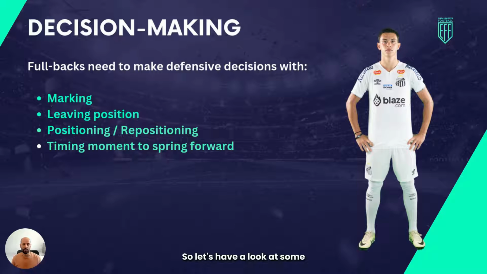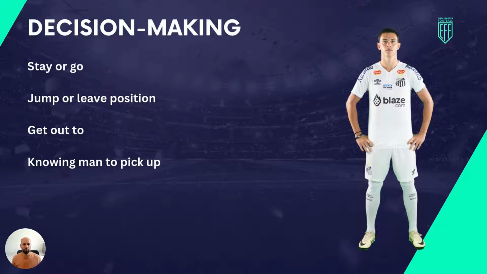So let's have a look at some phrases that you can use. You could say stay or go. A defender, a fullback, needs to decide whether they're going to stay in the defensive line, or whether they're going to go and get out to the attacker, the ball carrier, the receiver.